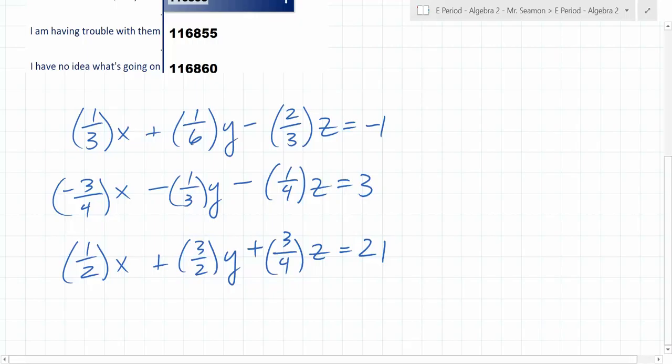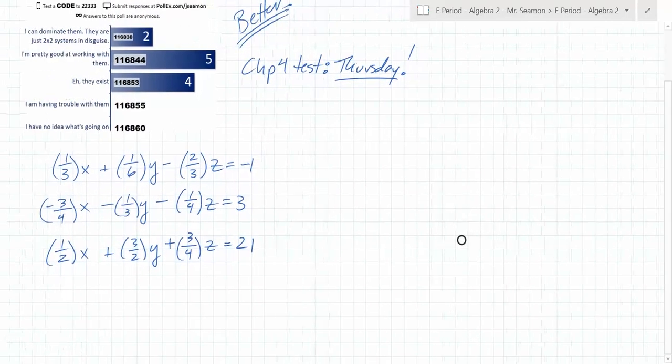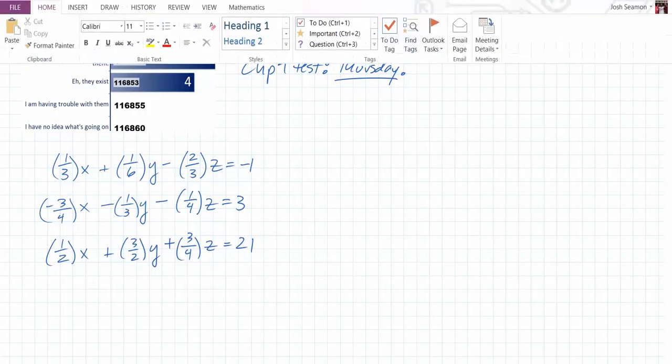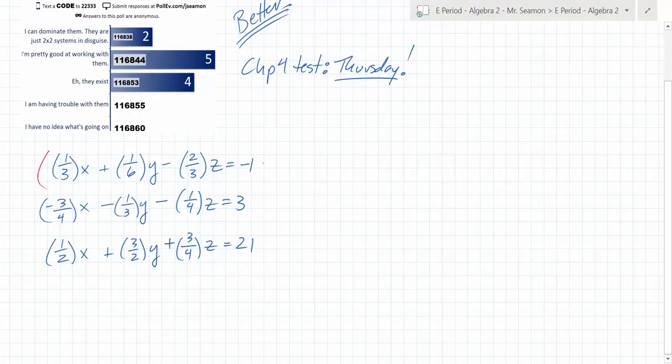The first equation. Who wants to tell me what I should multiply the first equation by? Raise your hand. Alex, what should I multiply the first equation by? 6. Let's multiply the entire thing by 6. If we multiply it by 6, we end up with 2x plus y minus 4z is equal to what? Negative 6. Great.